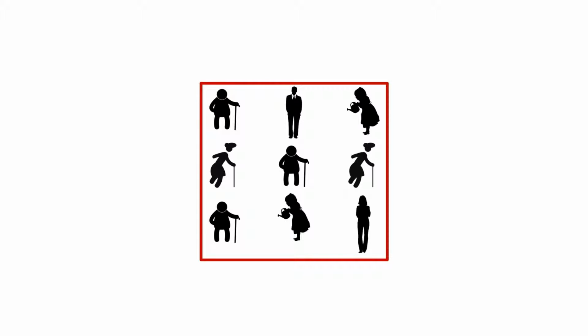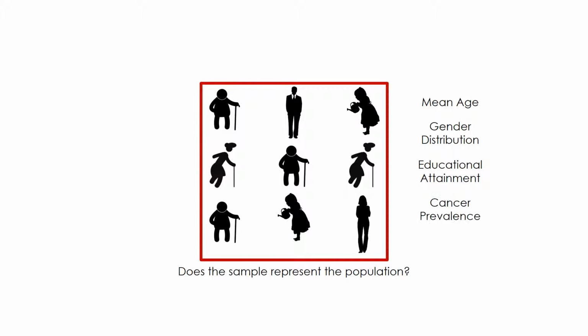For now, let's concentrate on the sample itself. What we want to do is understand what is happening within our sample and if what we are seeing is representative or significantly different than the population. So does the sample represent the population? Good question. We can look at any number of statistics or characteristics of the sample in comparison to the population. For instance, mean age or the distribution of gender within the sample. We could look at educational attainment or cancer prevalence or even self-reported mental health. All of these variables can be summarized and compared to what we know about the population in order to understand how our sample relates to the community as a whole.